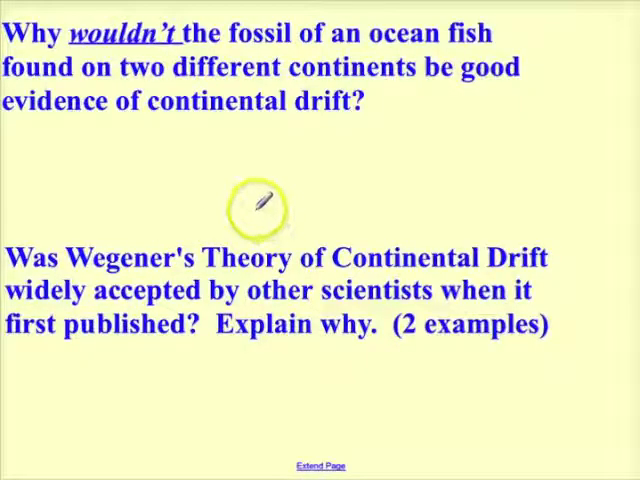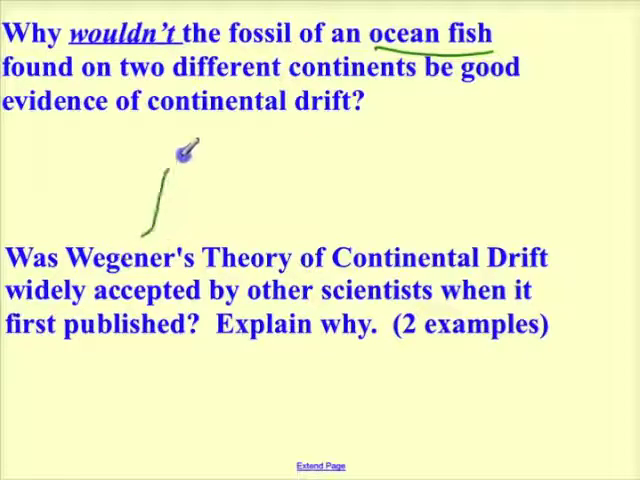So here's one of the short answer questions for this part of the test, part 2. There's two of them. They're actually both right here. So question number 1, why wouldn't the fossil of an ocean fish found on 2 different continents be good evidence of continental drift? Well, think about it.